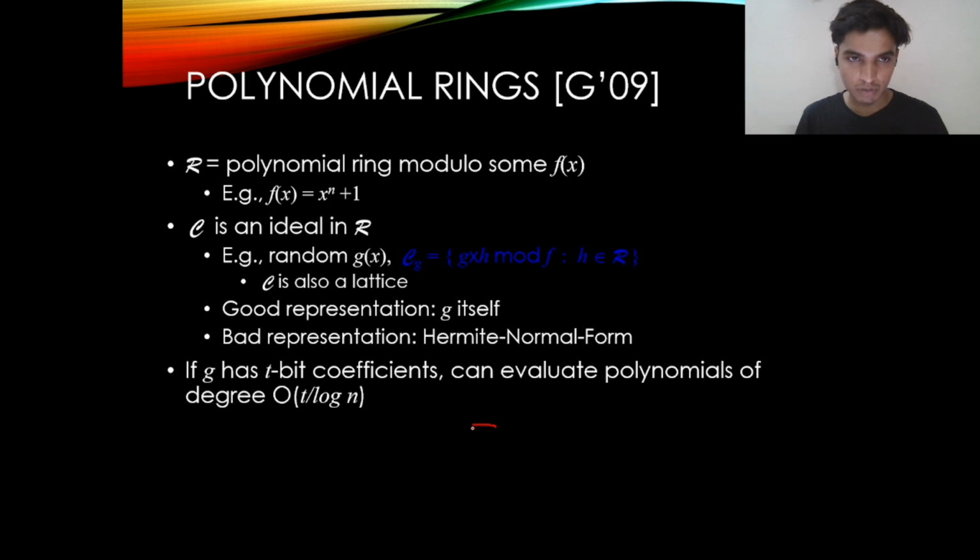Let's see the example. I have mentioned one example: f(x) is equal to x^n + 1. I is an ideal generated by g(x). Encryption is given by adding small noise to g(x) and h(x). R forms a lattice structure where noise can be bounded. We can evaluate polynomials of degree on the order of t log n, where t is the number of bits in g(x).